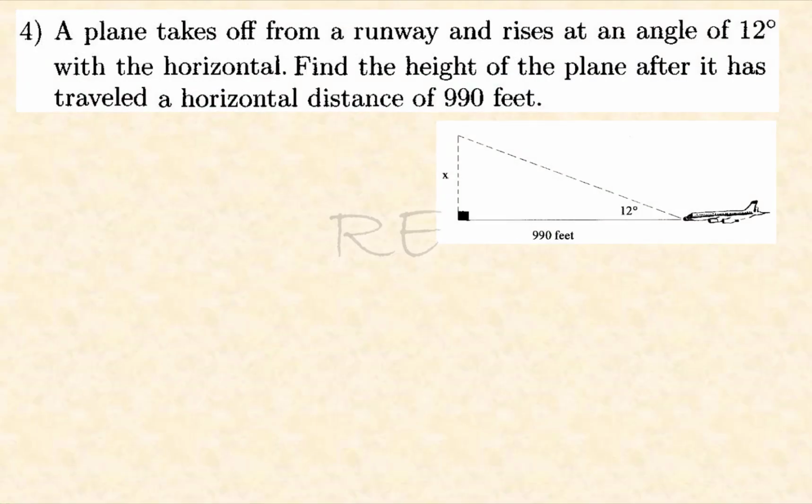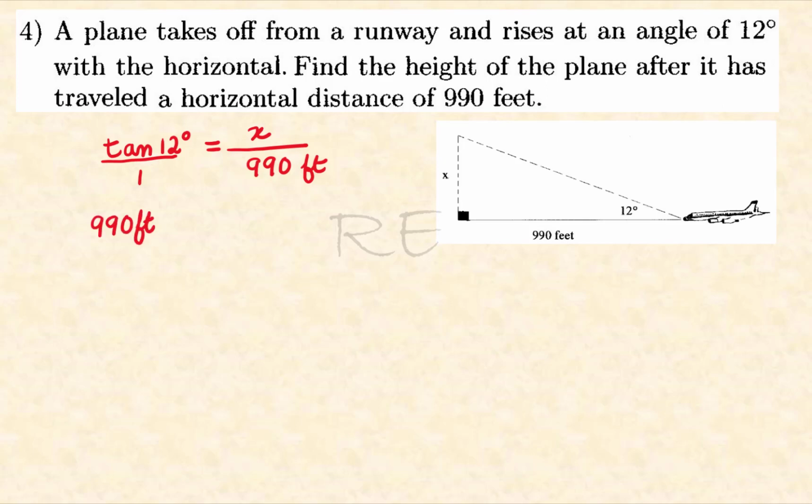We need to find the height of the plane after it has traveled a horizontal distance of 990 feet. The angle of elevation is 12, so basically we want the opposite side, so we're going to use tangent. Tangent 12 degrees is equal to x over 990. When we cross multiply, we get 990 times tangent 12 degrees is equal to x.